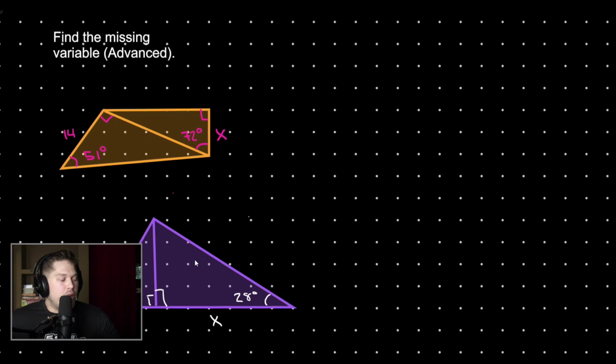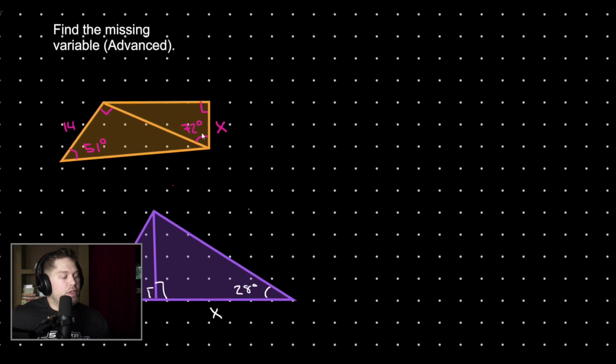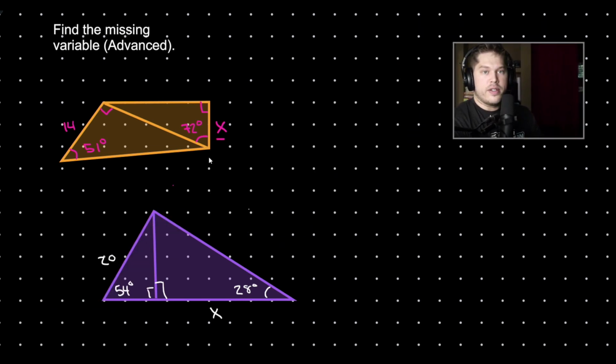So these problems are multi-step solve the missing component problems. So let's check out this one. We want to solve for x, but we can't directly solve for x. We don't have enough information. So how can we solve for this variable? Well, to solve for a missing component, here I'm going to move myself over to this corner.